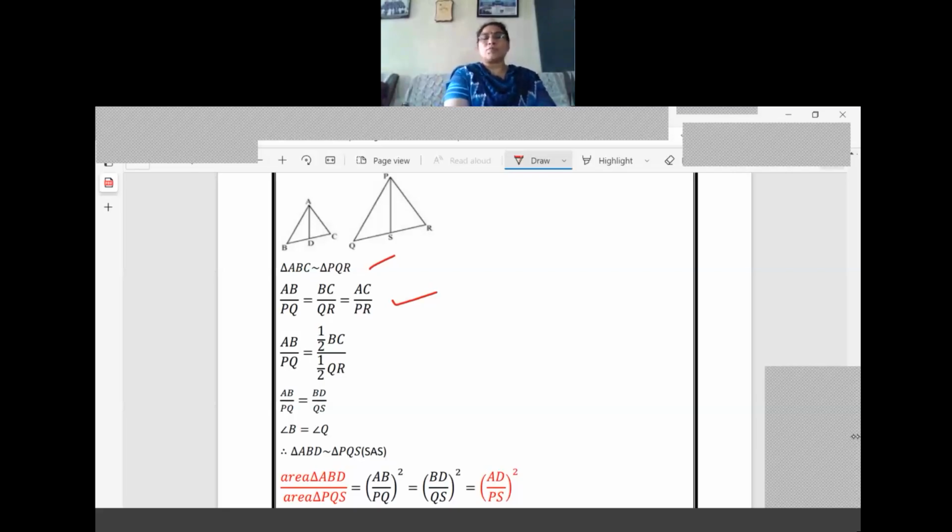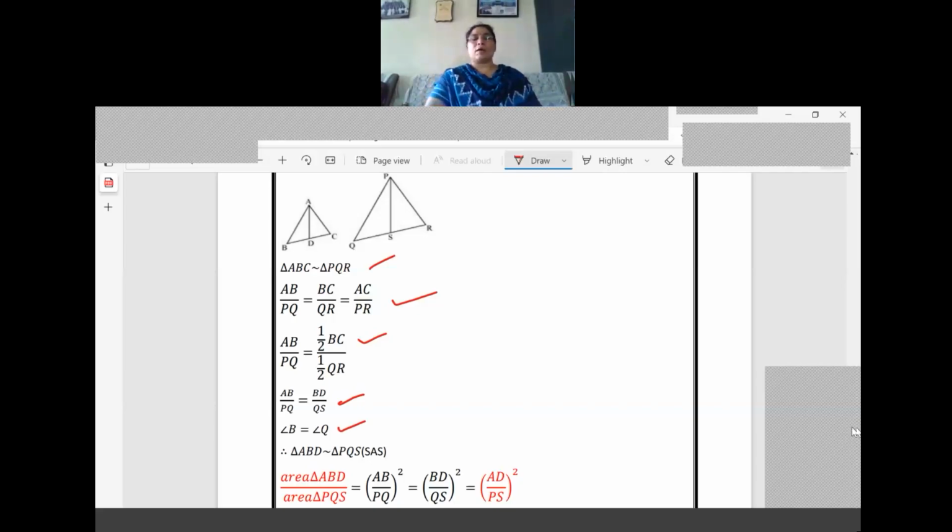Now instead of BC, we should bring it to BD. So what we are doing is dividing both sides of the equation by half. Half of BC is BD only. So AB by PQ equals BD by QS. Now what is the next step? One included angle is required, and that is angle B equal to angle Q. So by the SAS criteria, these two triangles are similar only.